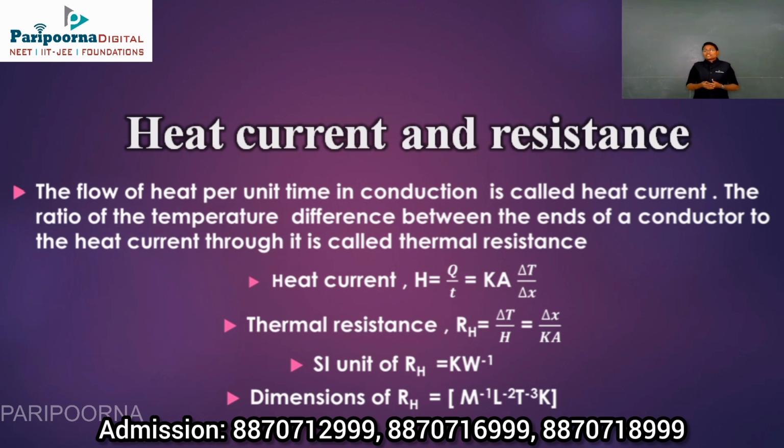Now how we can represent the values? That is, heat current H is equal to Q by t, which is equal to KA into ΔT by Δx. What is thermal resistance? How we can represent? It is R_H equal to ΔT divided by H, which is equal to Δx divided by KA. The SI unit of R_H, that is the thermal resistance, is K W inverse. Then the dimension of the thermal resistance R_H is M minus 1, L minus 2, T minus 3 into K.